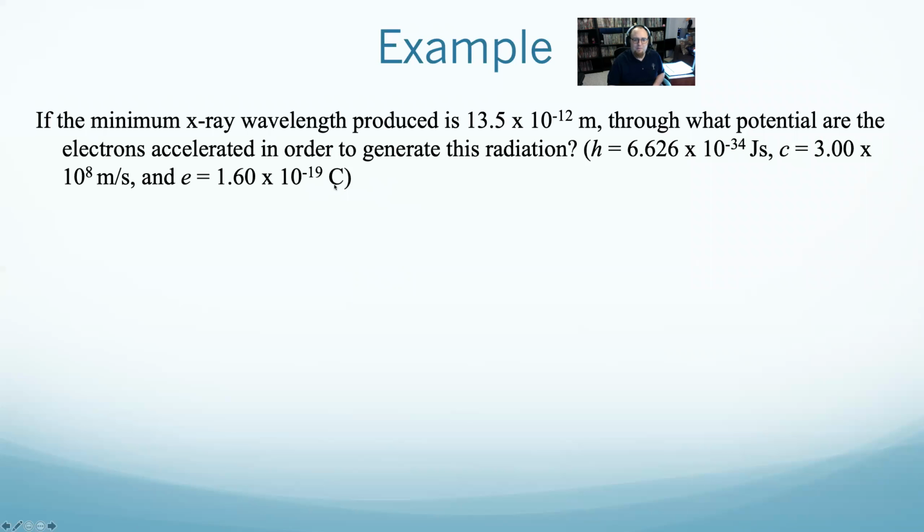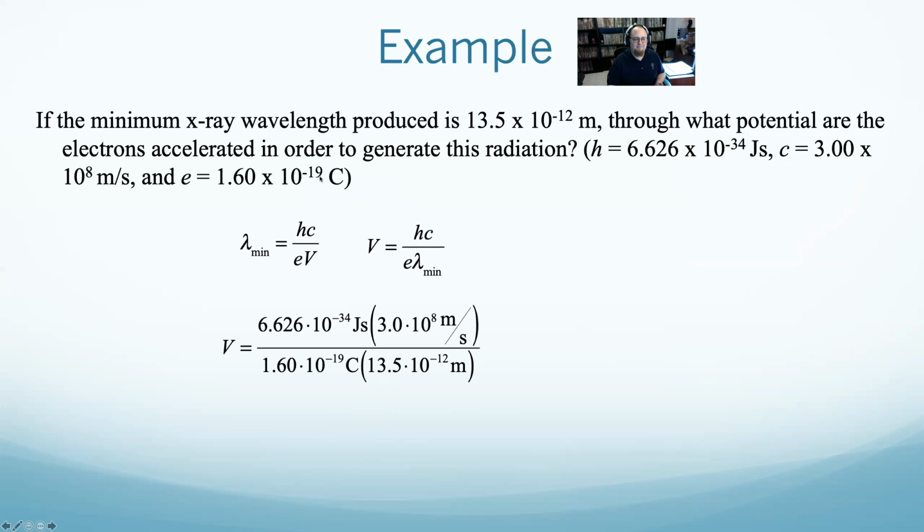If you want to find what potential, there's the equation for minimum wavelength. I'll multiply both sides by V, divide both sides by lambda, and plug in. Now, if you look at this, 92,000 volts ended up being the answer. To make X-rays, you use a lot of voltage. It is a very, very high voltage power supply to do this.